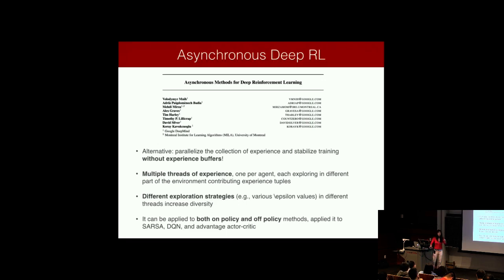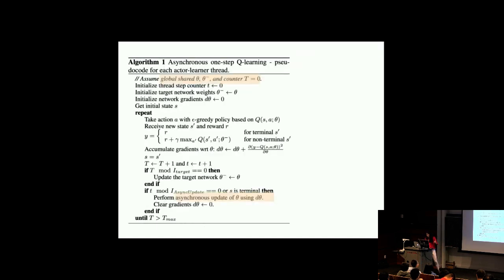Another important point is the exploration. Because we have different threads, the exploration will always be better than epsilon greedy, because different agents are in different parts of the environment. This is pretty straightforward.